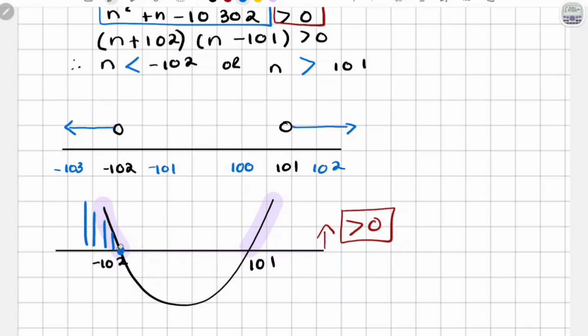The parts of the graph that have positive y values are values that are moving towards this direction. These are values that are less than negative 102. That's why we again would have said n is less than negative 102. And then we'll do the same to this part. You see, this is the highlighted part. The part that has a y value greater than 0. Line it down to the x-axis. You see that it's moving in this direction. So that's where n is greater than 101. And so that's how you solve that using the graph method.